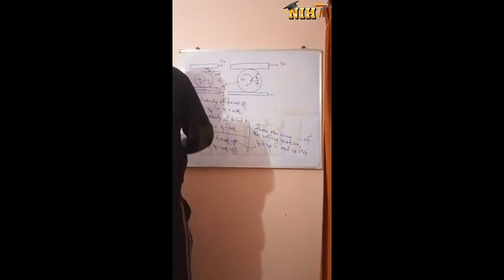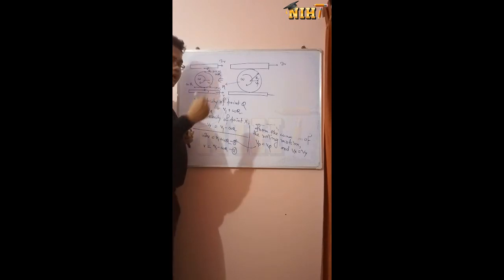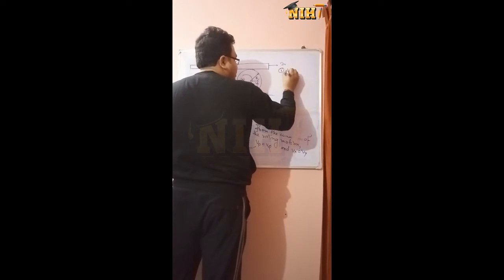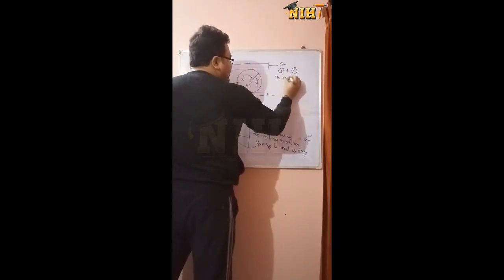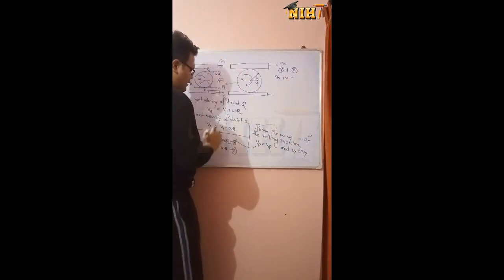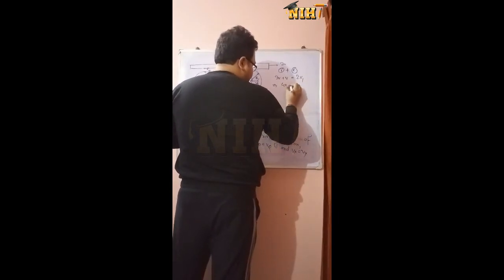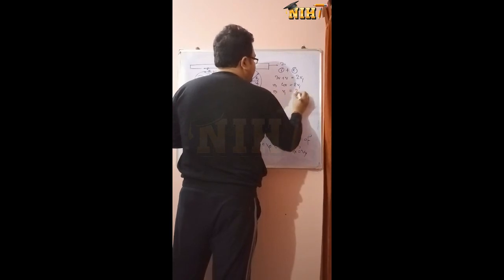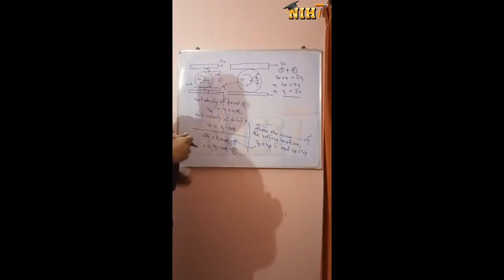What is our unknown value? That is V1 and that is omega. Two unknowns, two equations. So by adding these two equations, 1 plus 2, we can write 3V plus V is equal to 2V1, and the plus and minus omega r both will be cancelled out. 4V should be equal to 2V1. V1 is equal to 2 into V.